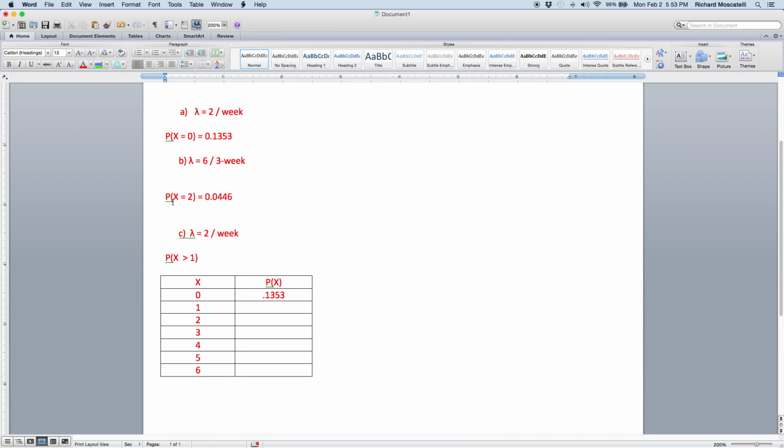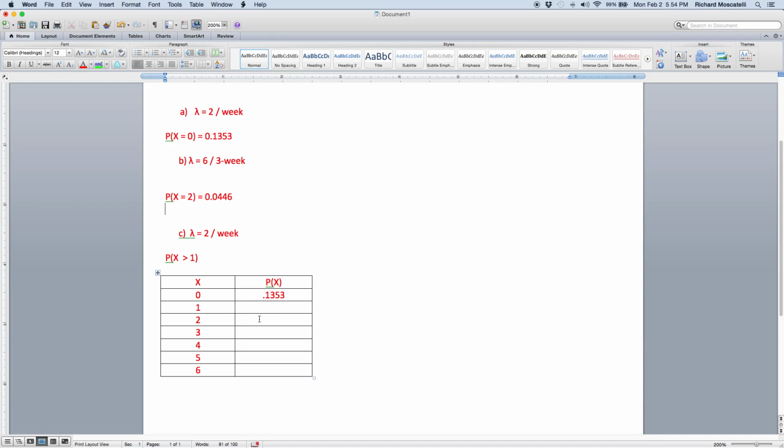Don't get confused here. The probability of there being 2 accidents, that's not this 2 right here. This 2 is when the value for lambda is 2 per week. The probability of x being 2 right here was when the value of lambda was 6 per 3 weeks. That's not the same thing. So we can't take this 0.0446 and put it in this spot right here.